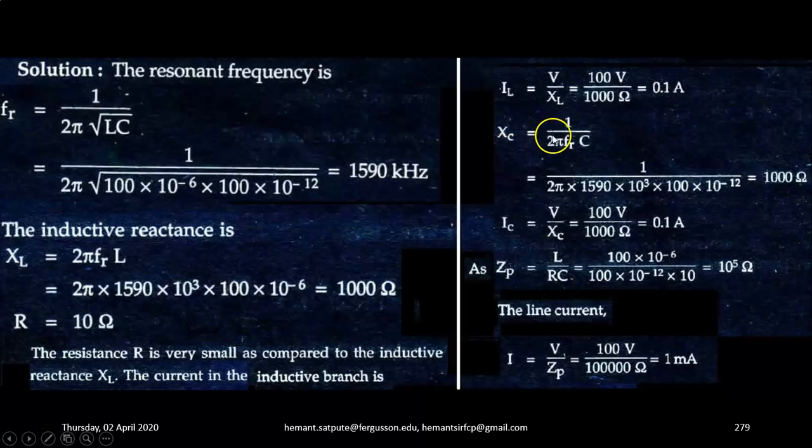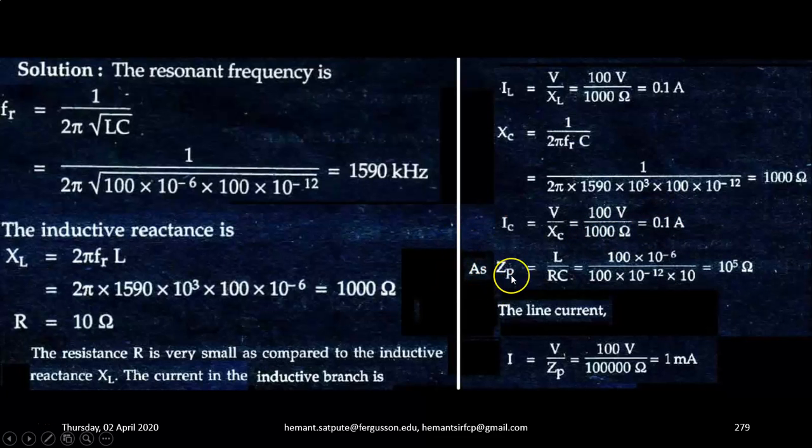Now capacitive reactance can be calculated by using the formula 1 upon 2 pi Fr into C. This is the capacitive reactance at resonant frequency. Substitute the values and we will be getting capacitive reactance Xc is equal to 1000 ohms at resonance frequency. Now current through capacitor IC is given by total applied voltage divided by capacitive reactance, that is 100 upon 1000, that comes out to be 0.1 ampere.